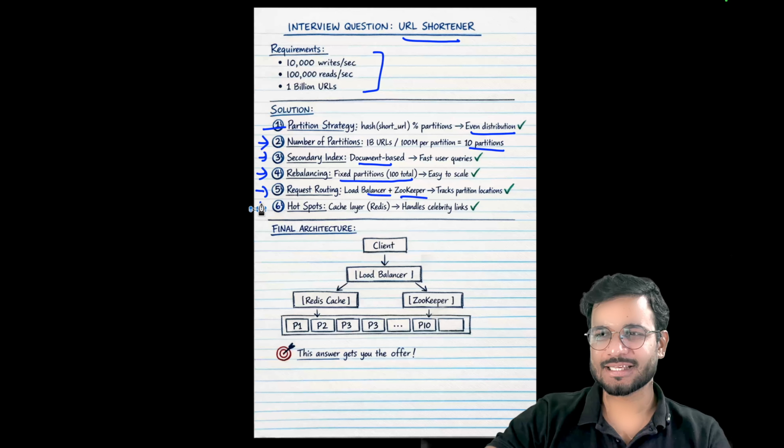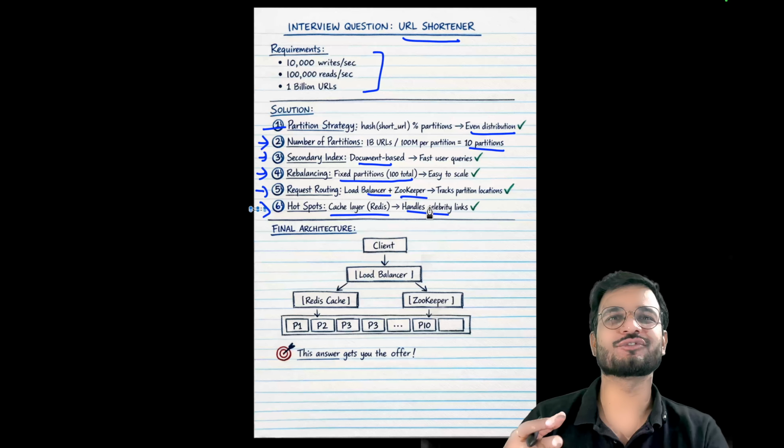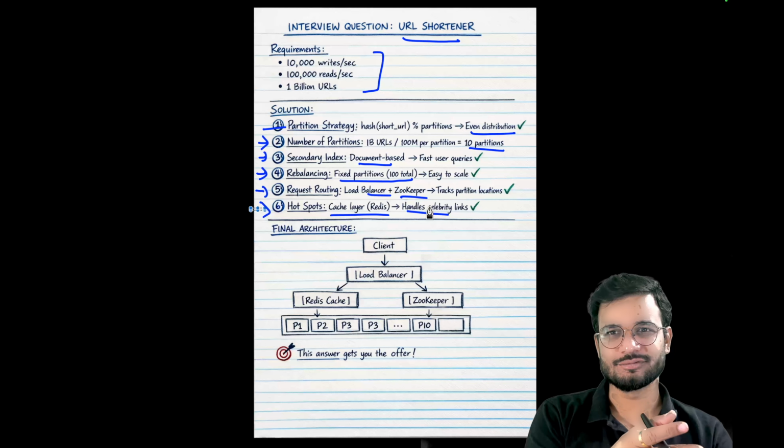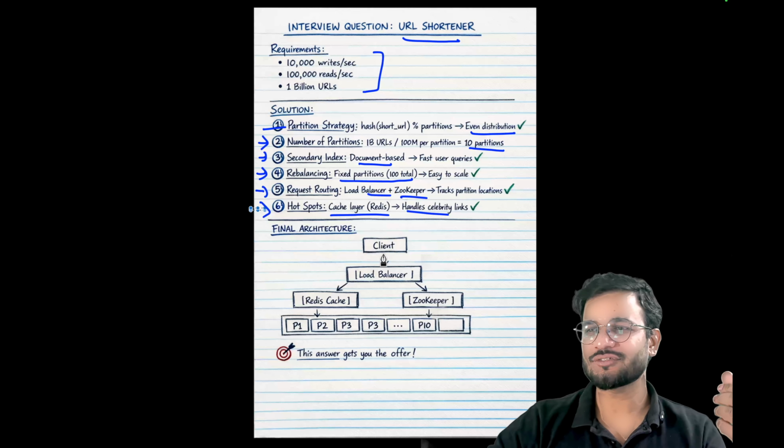And the sixth thing is we can talk about the hotspot. This is one of the conditions that can come up. So here you can discuss the caching layer logic, and how we solve the scalability problem, which we have discussed in the previous videos. So this is the final architecture.